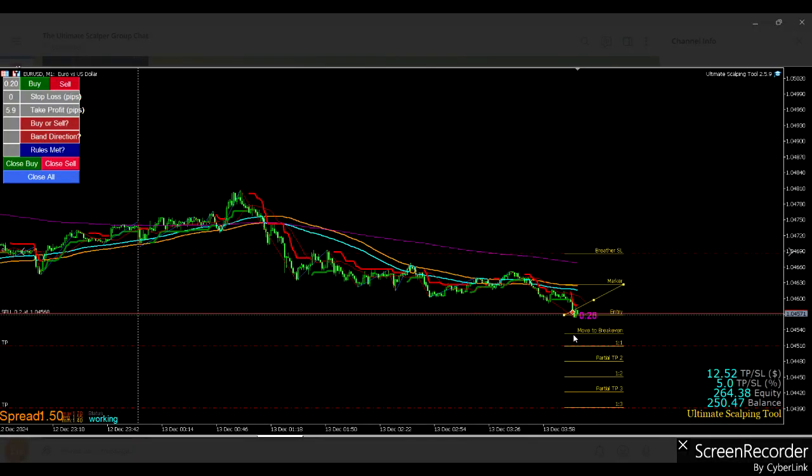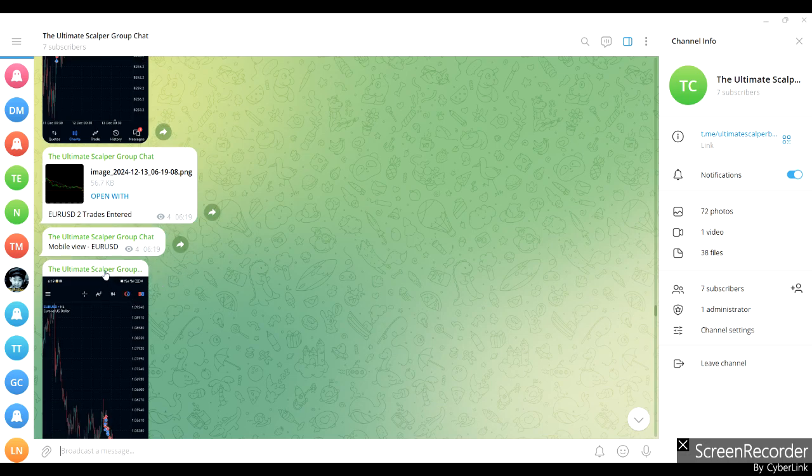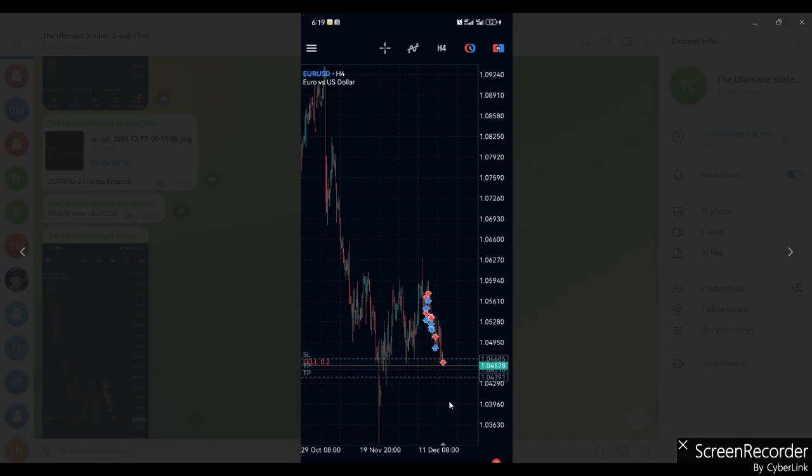Then I also got 2 entries on Euro USD on the one minute, and then took 2 entries, one targeting here and one targeting down there. And then this is how it was looking on the mobile, H4.